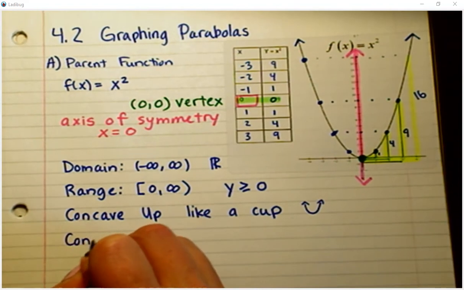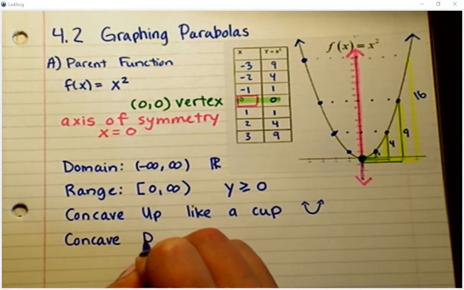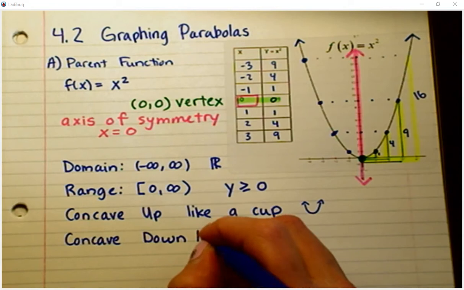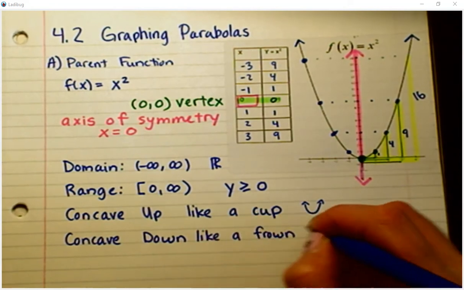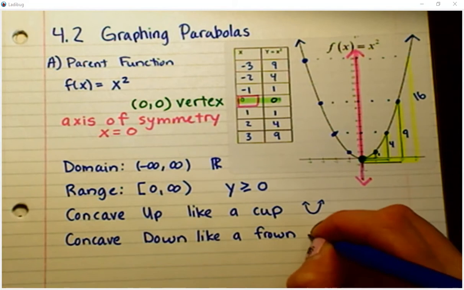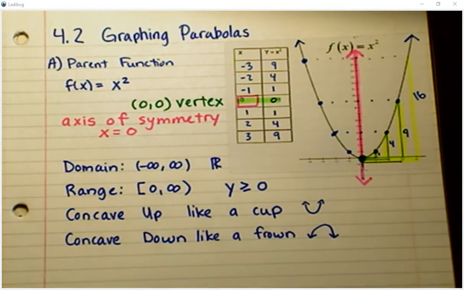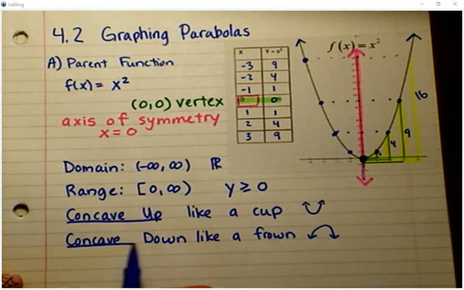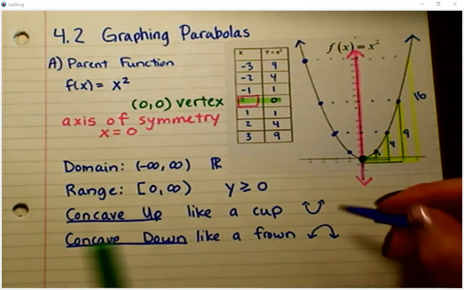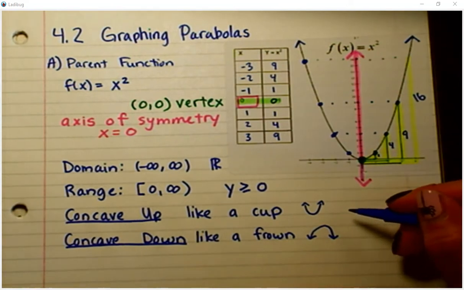Okay, concave down like a frown. I'm pretty sure I read that in a calculus book somewhere, like the rhyme. Concave up like a cup, concave down like a frown. Okay, it's a vocab word. It just describes what it looks like. Okay, so concave up and concave down are new words to describe the curvature or the opening.